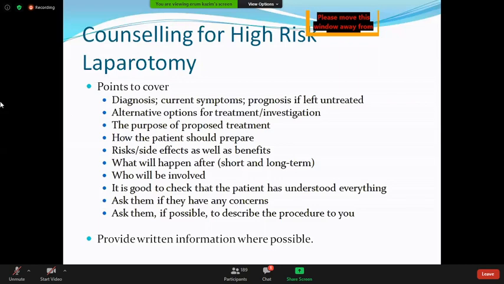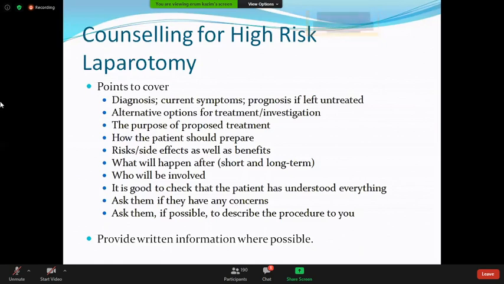Then explain what will happen after, that is, in the short term and in the long term. Who will be involved and who is responsible for what. For example, our whole team will be involved. We will have a stoma care nurse available, and he will counsel you regarding stoma care in the long term. And it will also include any students.